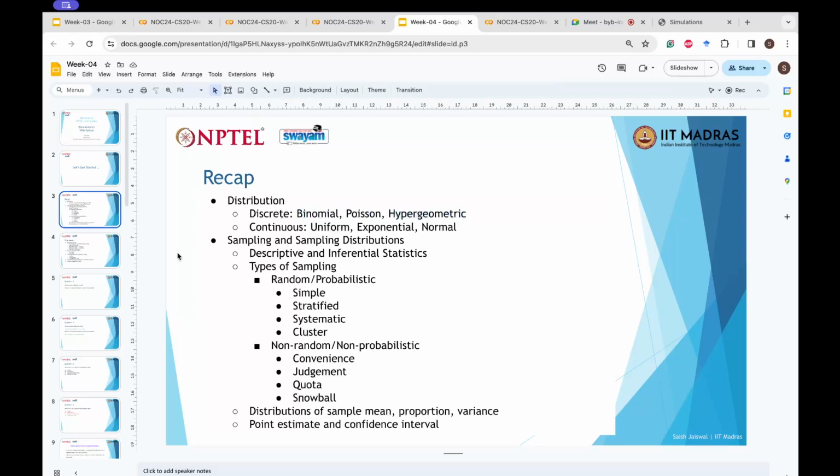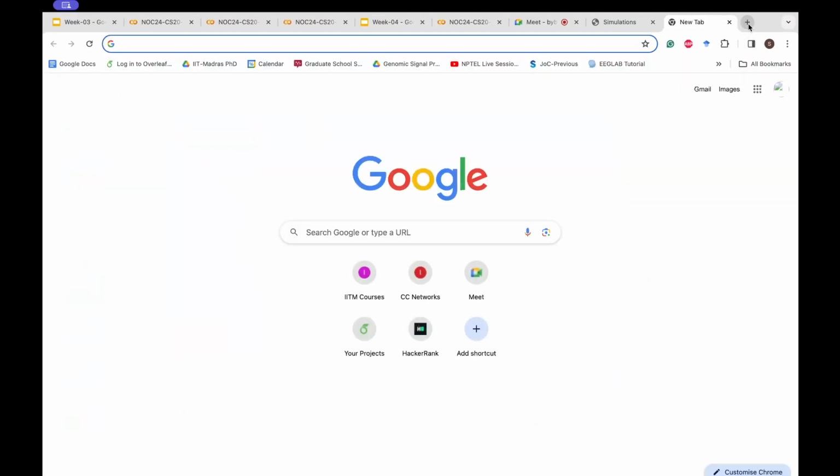So what is a binomial distribution? It's a distribution over a fixed number of trials in which you want certain successes. For example, let us go and see the binomial distribution formula.